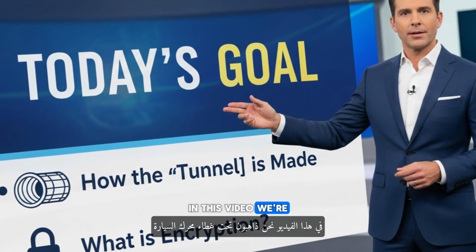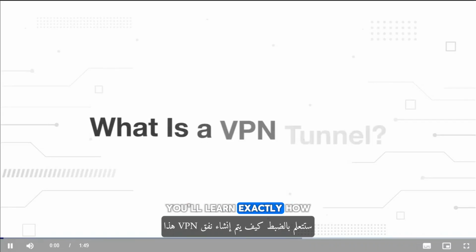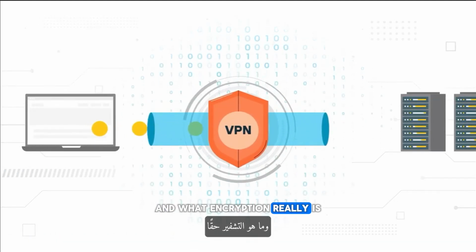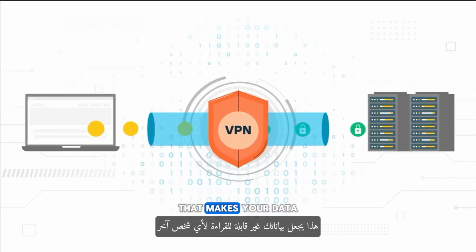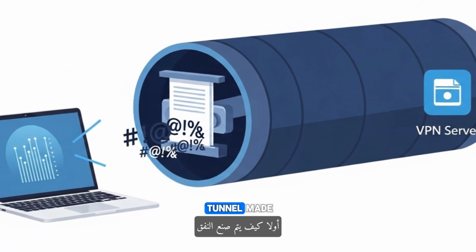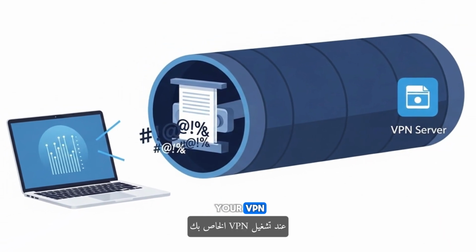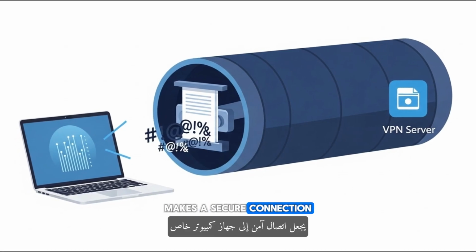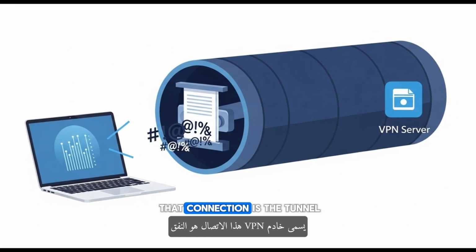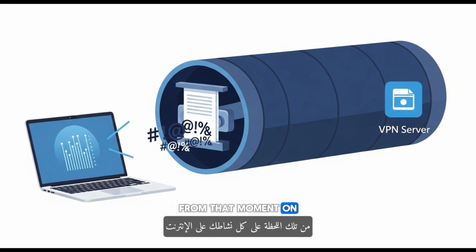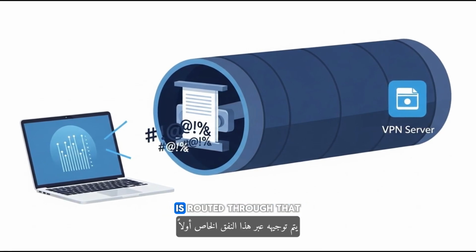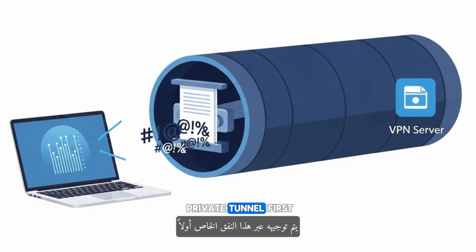In this video, we're going under the hood. You'll learn exactly how that VPN tunnel is created and what encryption really is, the secret code that makes your data unreadable to anyone else. First, how is the tunnel made? When you turn on your VPN, your device makes a secure connection to a special computer called a VPN server. That connection is the tunnel. From that moment on, all your internet activity, every website, every message is routed through that private tunnel first.